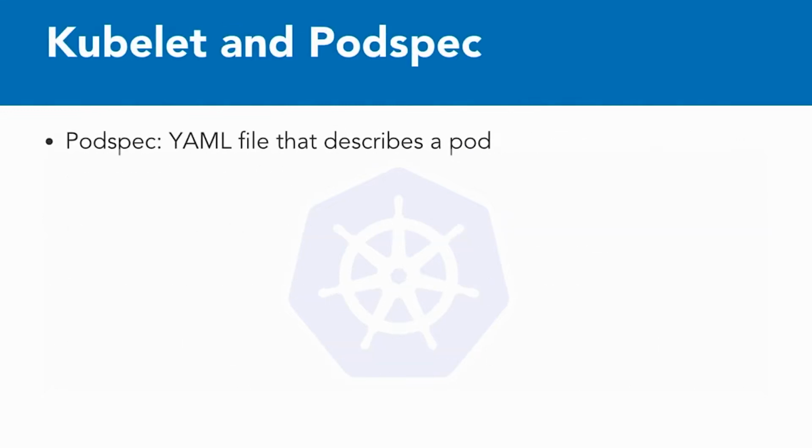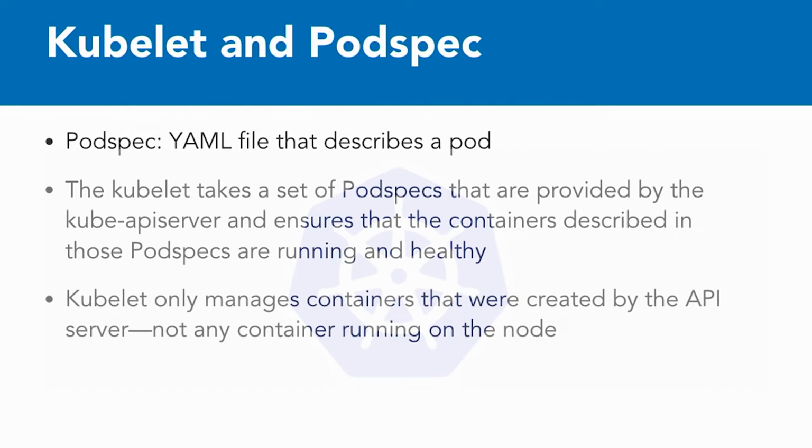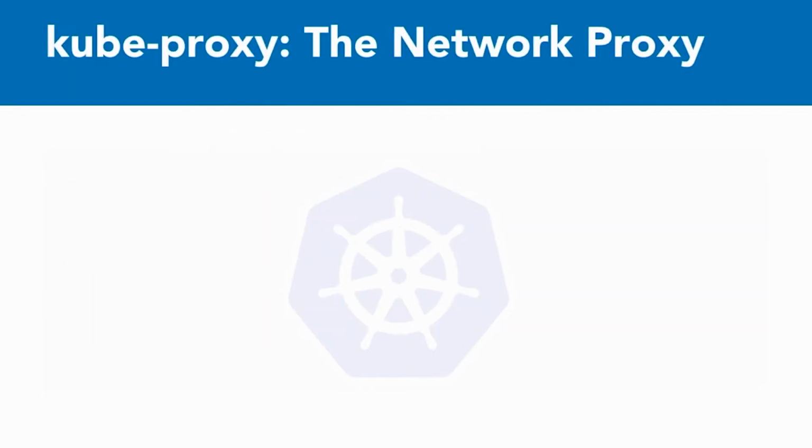The kubelet works in terms of a pod spec, which is just a YAML file that describes the pod. The kubelet takes a set of pod specs that are provided by the Kube API server and ensures that the containers described in those pod specs are running and healthy. It's important to note that the kubelet only manages containers that were created by the API server and not any other containers that might be running on the node. You can also manage the kubelet without an API server by using an HTTP endpoint or a file, but that's beyond the scope of this course.